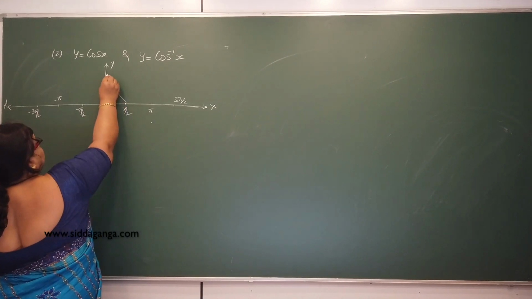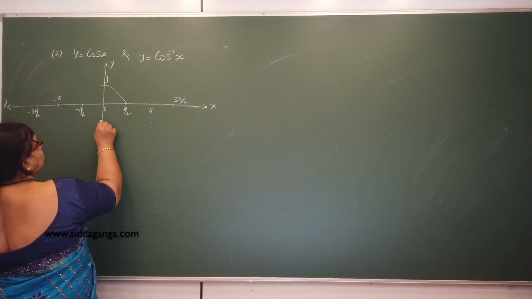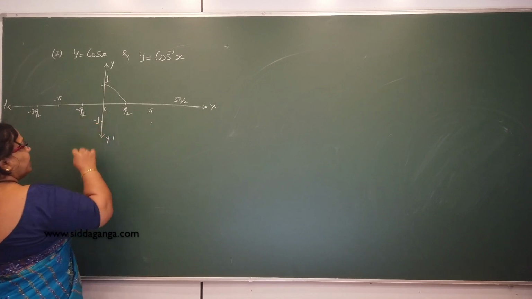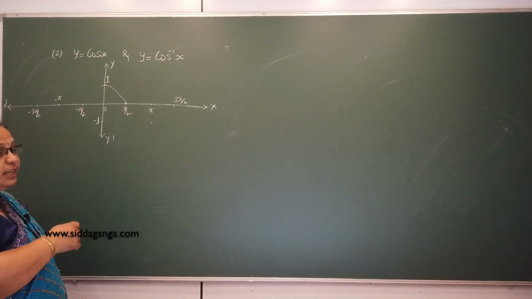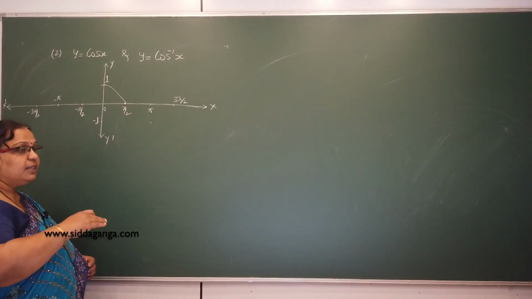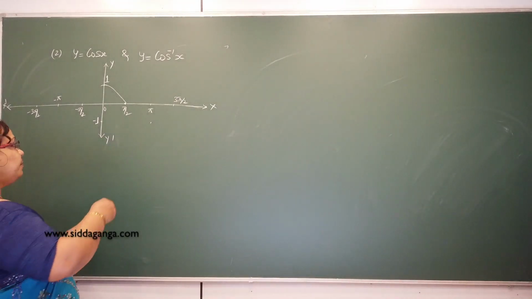So this is the plus 1, the maximum value is plus 1 and the minimum value is minus 1, because the range of the cos function is the closed interval minus 1, plus 1.